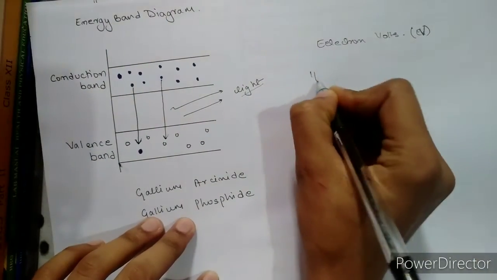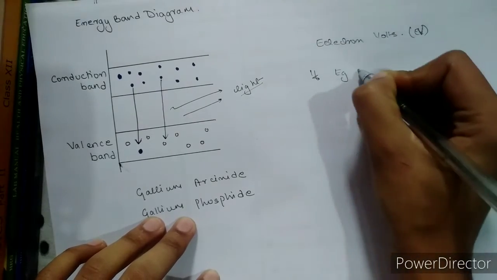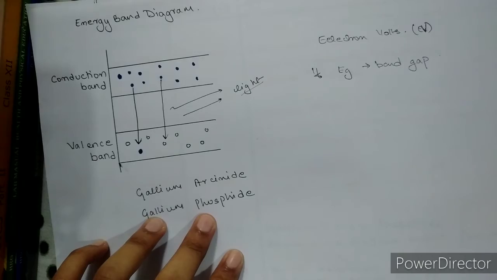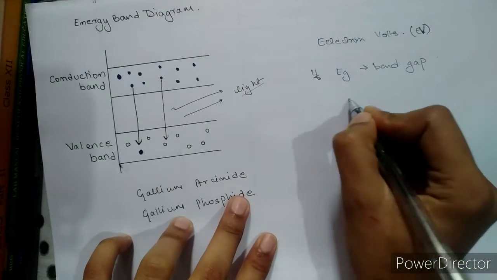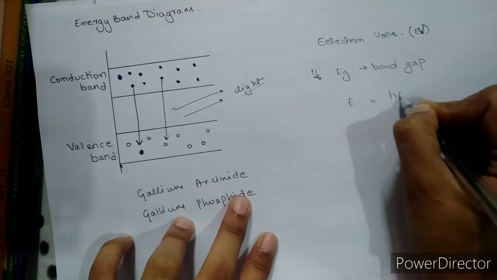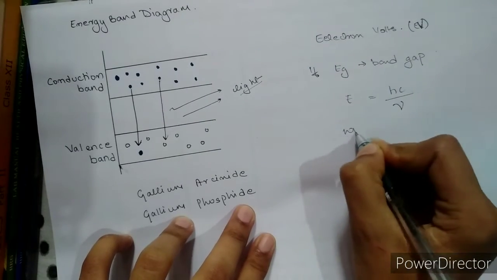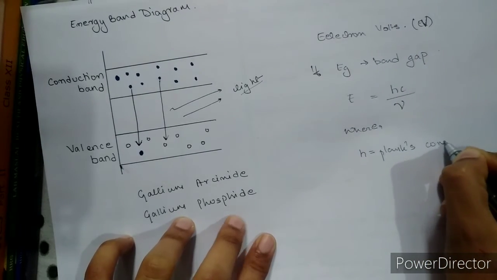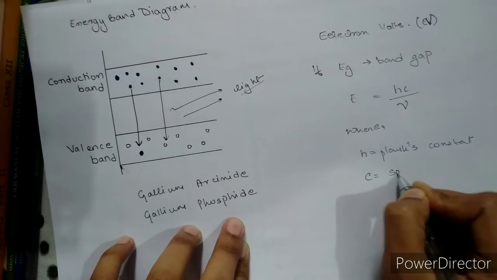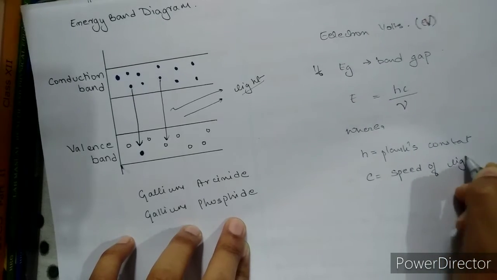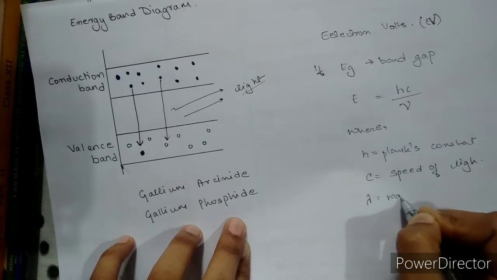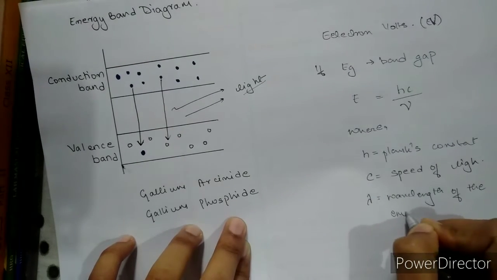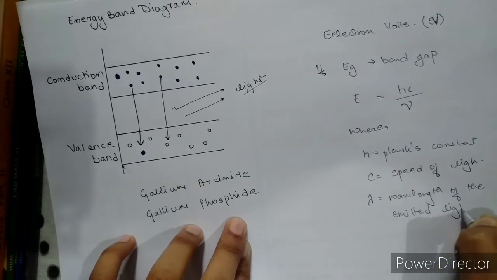So, if Eg is representing the band gap, then the energy of the photon can be given as hc by lambda, where h is Planck's constant, c is the speed of light, and lambda represents the wavelength of the emitted light.